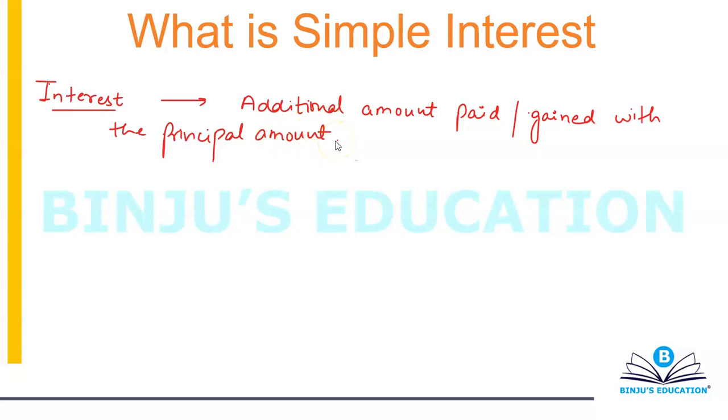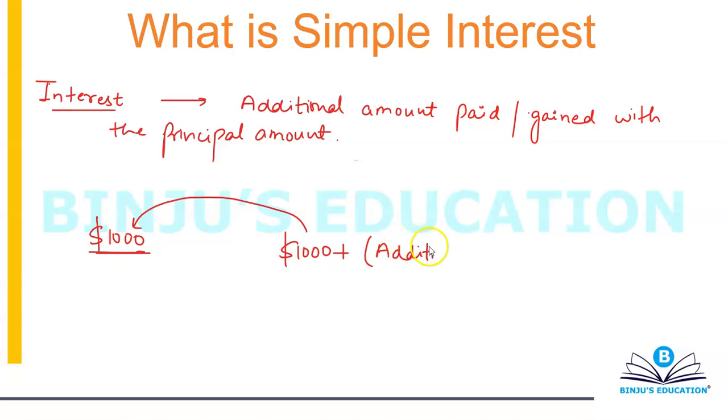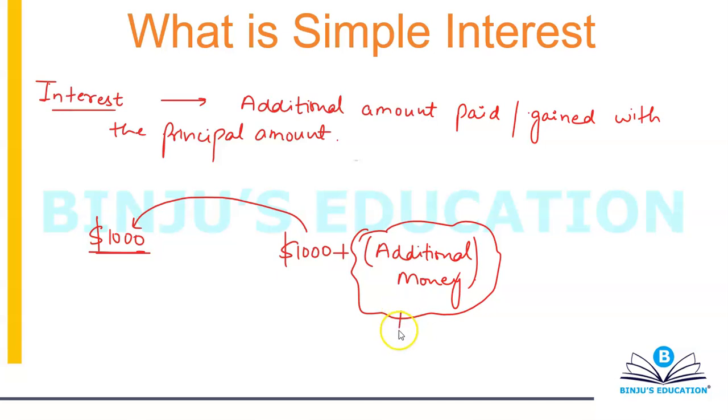So let me give you a very simple example. Let's suppose you go to a bank and you ask them, okay, I want a $1,000 loan. Now, while returning it back to the bank, you will not only be returning the $1,000, but you will also be returning some additional money because they have helped you. This additional money that you will be returning is known as interest. So it is gained by the bank, and it is paid by you, or basically whomsoever is the customer.